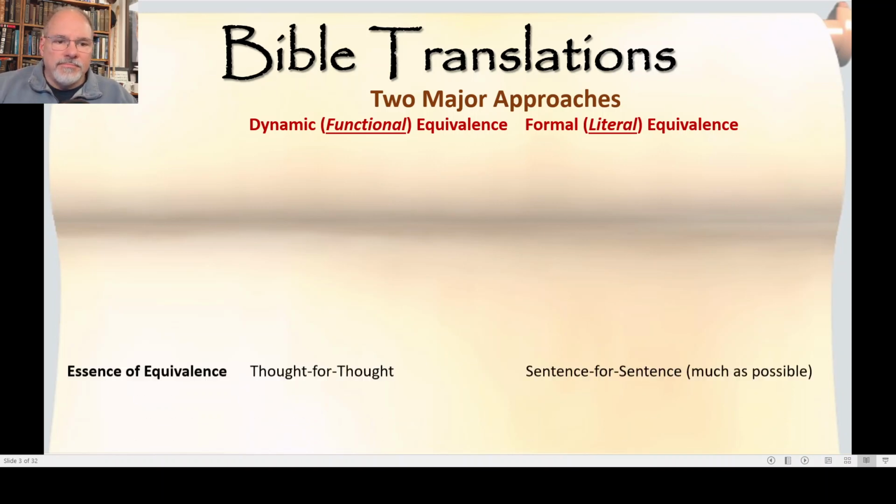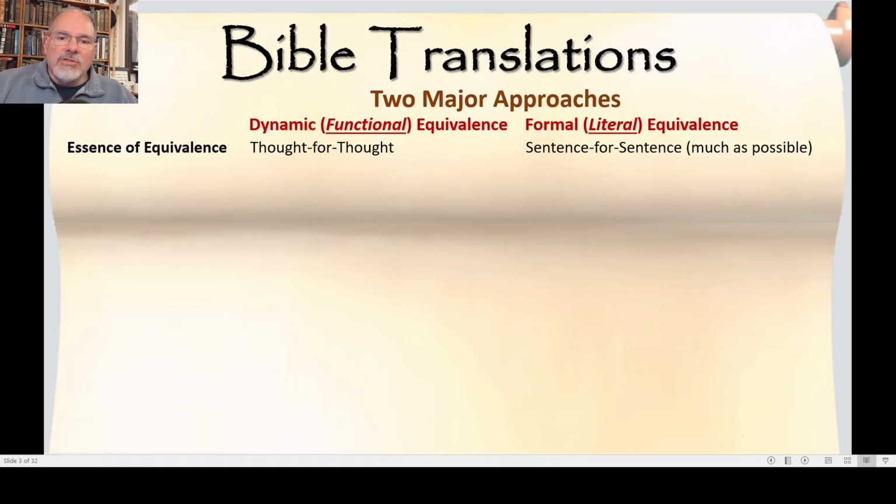So to give a good overview, let's look at what the difference is. For example, the essence of equivalence. What that means is that under the functional side, when the translators translate from Greek into English, they are going to really reduce down the sentences into more of a thought-for-thought translation, where the literal is more of a sentence for sentence as much as possible.